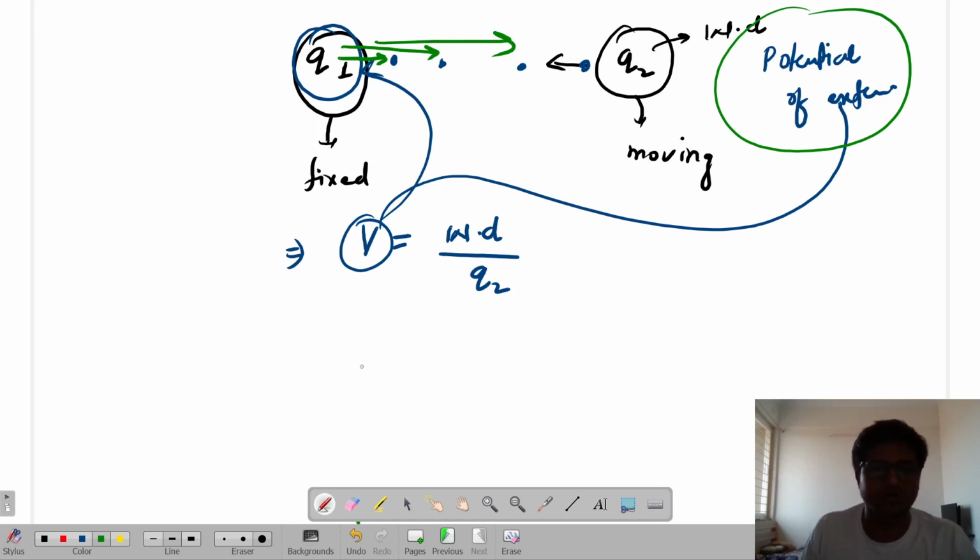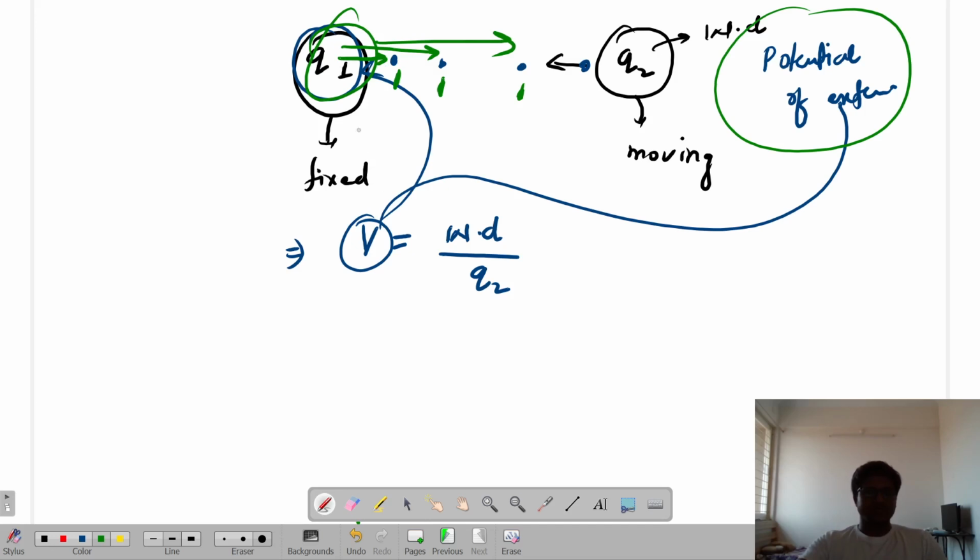Means more ability I'll have to apply. Are you able to get me? So that's what is called as work done for the Q2. But if I talk about it, I can see that here work done is more, here work done is less, here work done is less for Q1 respectively, isn't it? So that is only possible if some ability of Q1 to affect Q2 is decreasing, isn't it?